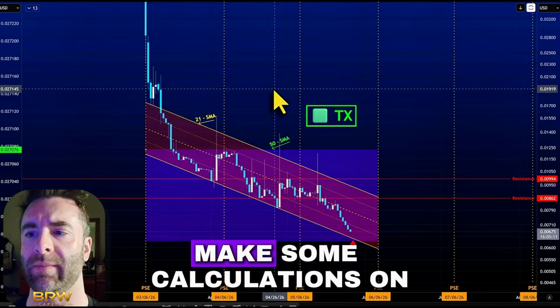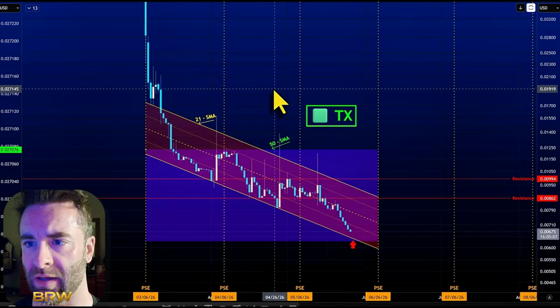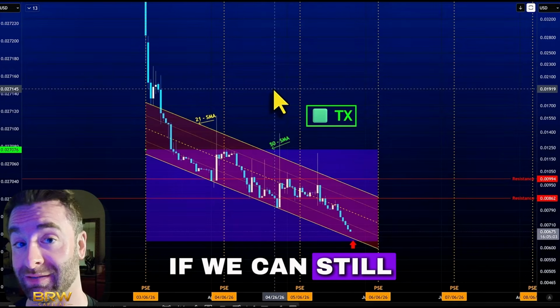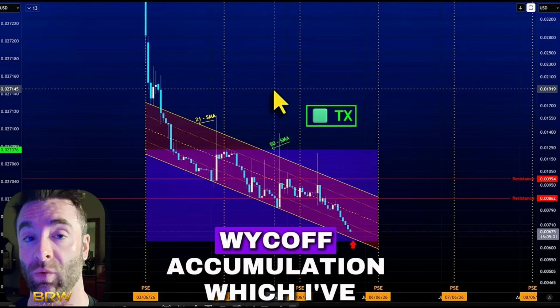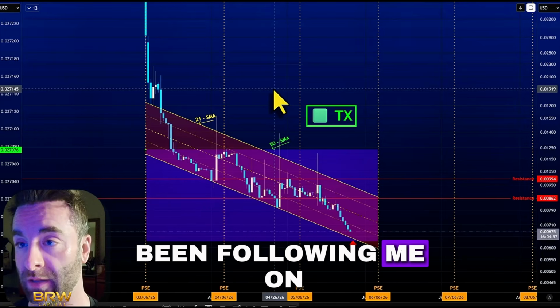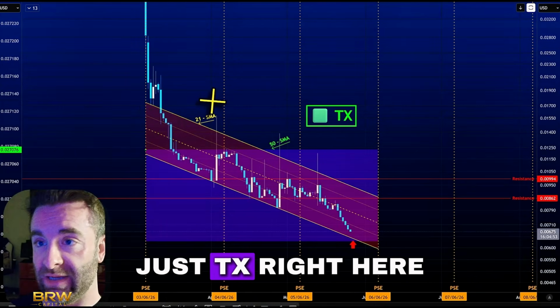So I tried to make some calculations on the whole thing, to see if we can take the fragmented portion of TX and see if we're still in the Sologenic Wyckoff accumulation, which I've been talking about since October of last year if you've been following me on X. So let's look at just TX right here, right?